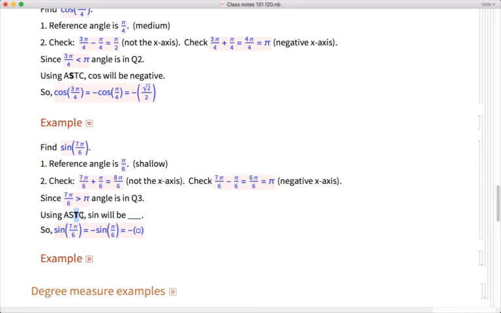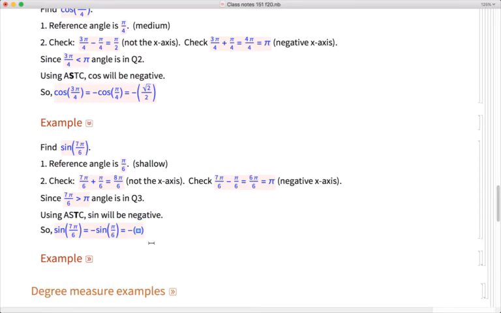Okay, now that we know what quadrant we're in, we use this little memory tool again. So, oh, the tangents are positive down in quadrant 3. That says that the sine will be negative. Okay, so the sine of 7 pi over 6 should match the sine of the reference angle, except it needs to be negative. Okay, so let's work through the memory again.